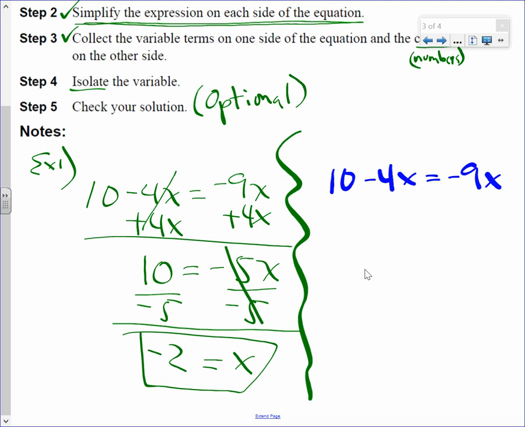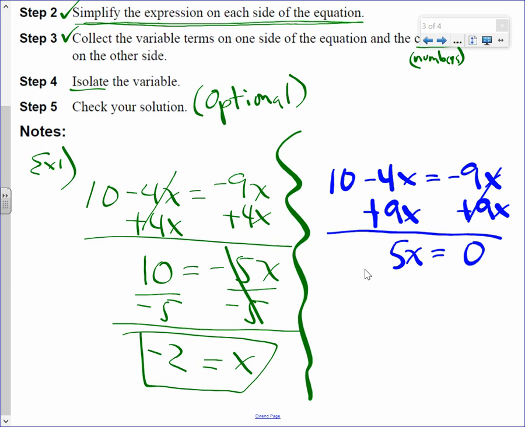Watch this. On this one, I added 4x to get x's on the right. Look what I'm going to do here. I'm going to add 9x to both sides. Do this with me. Again, I'm on step 3 now, because remember step 1 and 2 you wouldn't have to do. I'm getting the variable terms on one side. Let me bring down the equal sign. What is negative 9x plus 9x? Awesome. 0 on the right. It's kind of funky, but it's okay. You can have 0 on the right. Negative 4x plus 9x is going to be a positive 5x, notice. And I got the 10 floating on the left.